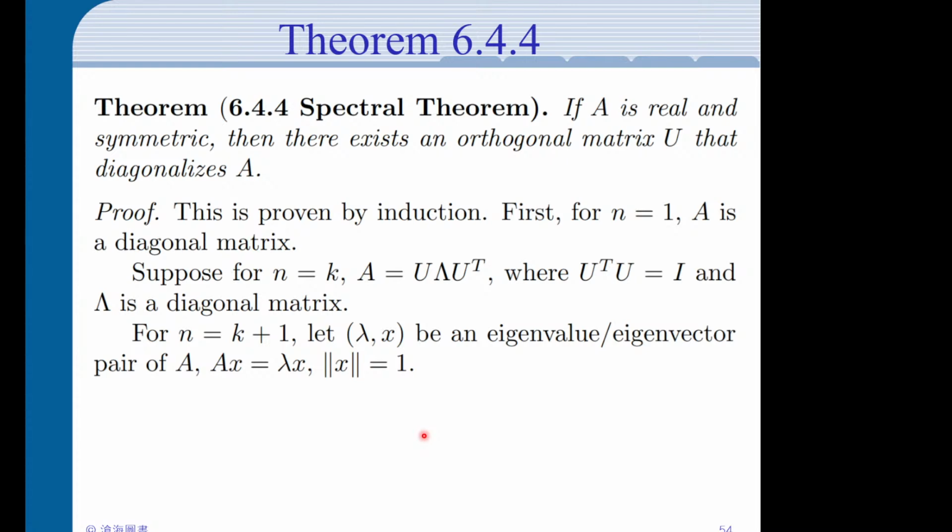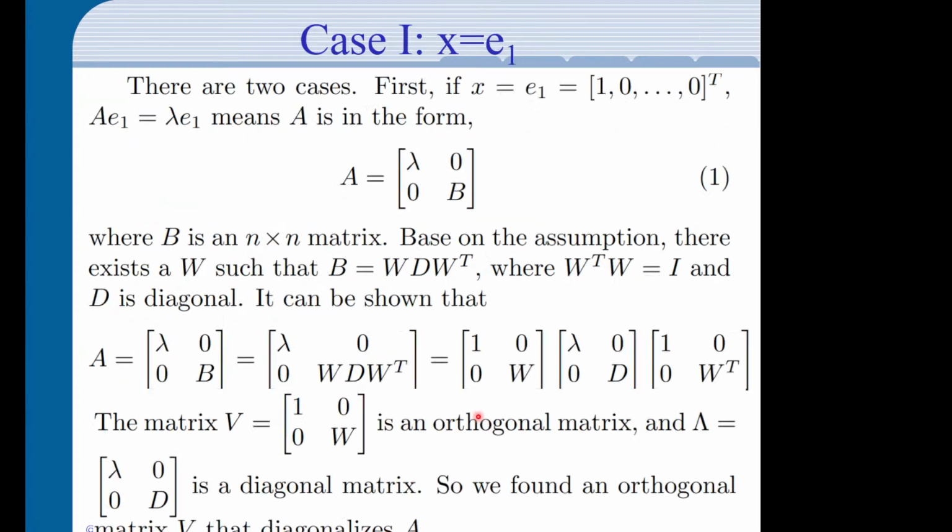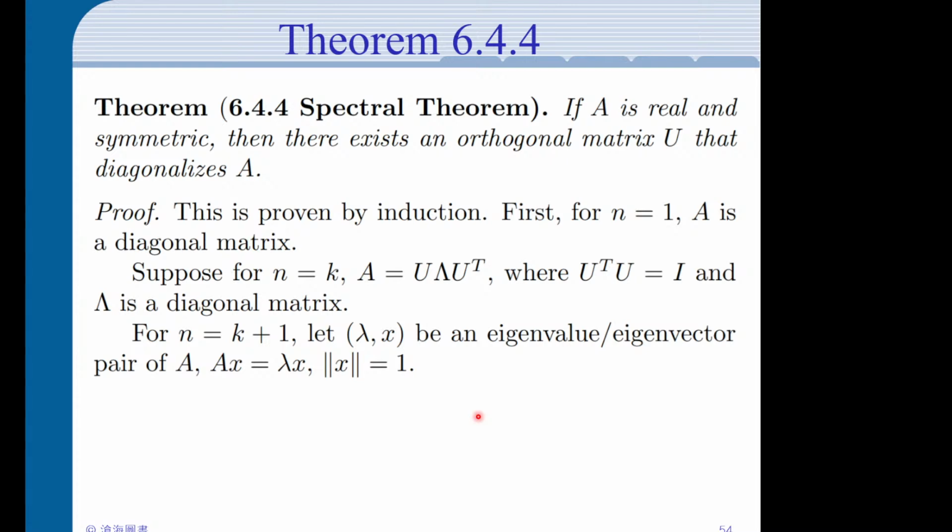The induction idea is very simple. Suppose every n-dimensional matrix you can diagonalize, and now consider any k plus 1 dimensional real symmetric matrix A. Then you just pick out an eigenvalue-eigenvector pair, and split the space into this eigenvector and everything else.